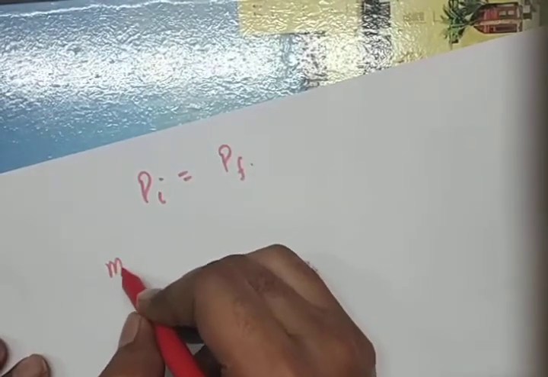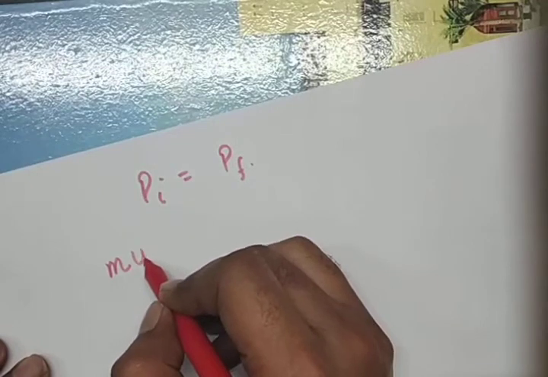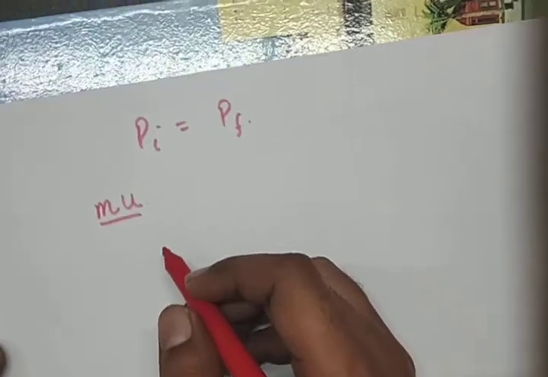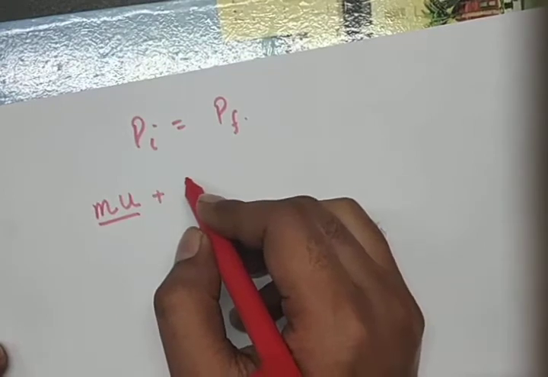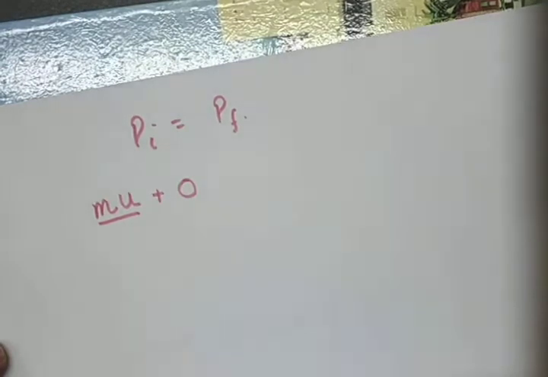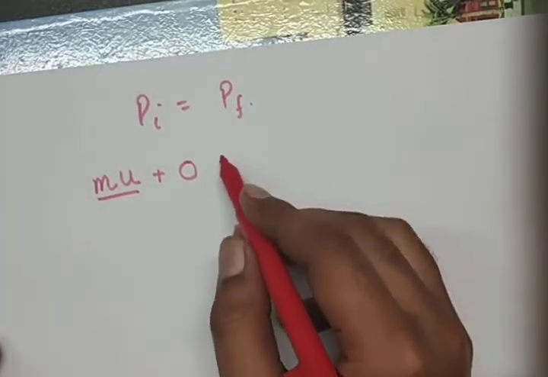In this block, let the mass be m and the initial velocity be u. This is the momentum for block A, for wagon A. The second wagon, wagon B, is initially at rest, so its momentum will be 0.